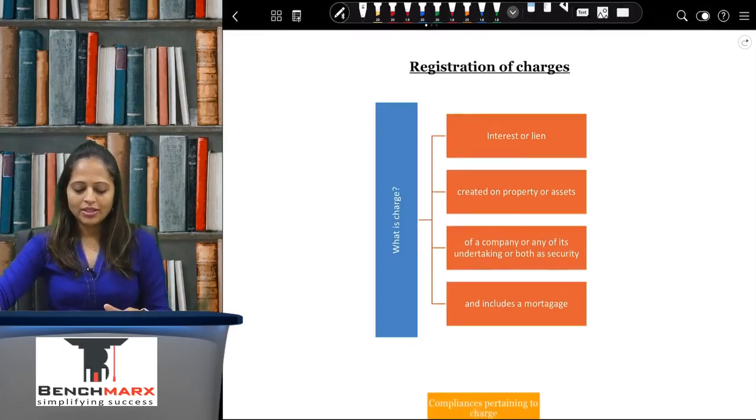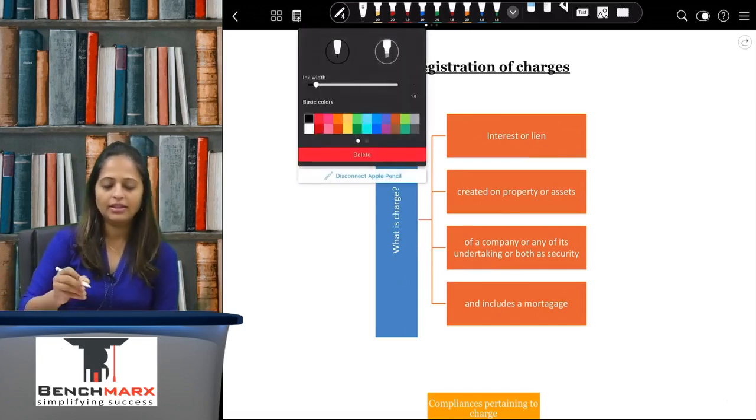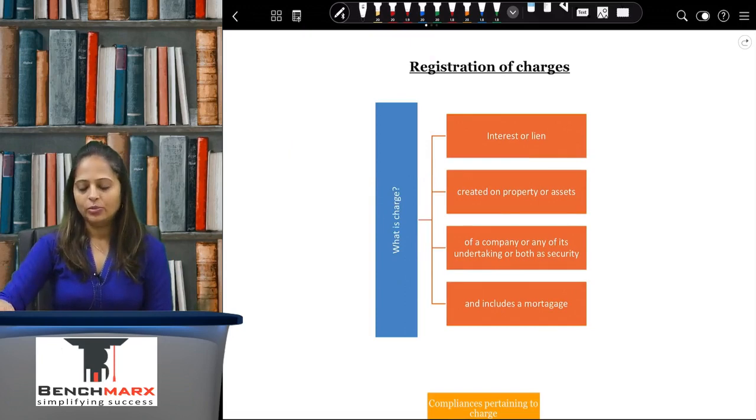Today we will be doing a quick revision of your chapter Registration of Charges. So what is basically a charge? A charge is nothing but when you are taking a loan from, say, a bank or a person or a company, and you give your asset as a security towards the loan that you are taking, that's what is called a charge.